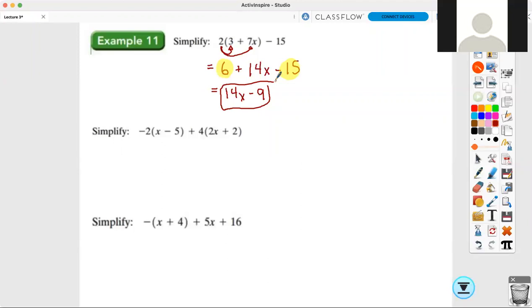Does everyone see how we distributed, brought down the 15, and then combined? Same concept we'll do to the other two examples, okay? So you wouldn't, the way we did the 2, we wouldn't do the 15 to the 3 and 7? That's correct. Okay.